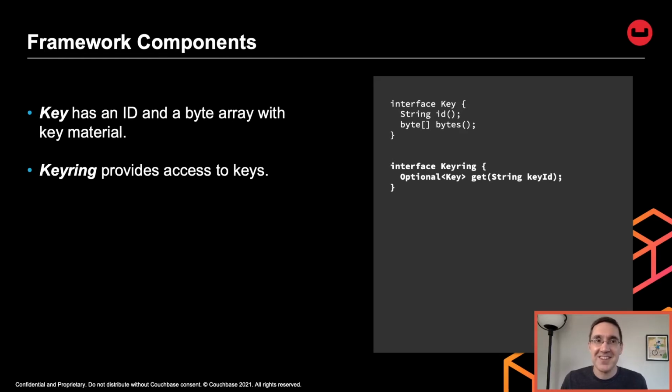The second component is a keyring. This is the thing that provides access to the keys. So if you're storing keys in a certain location, or you need custom code to access the keys, or if you want to implement key rotation, which we'll talk about later, you do that by implementing the keyring interface.